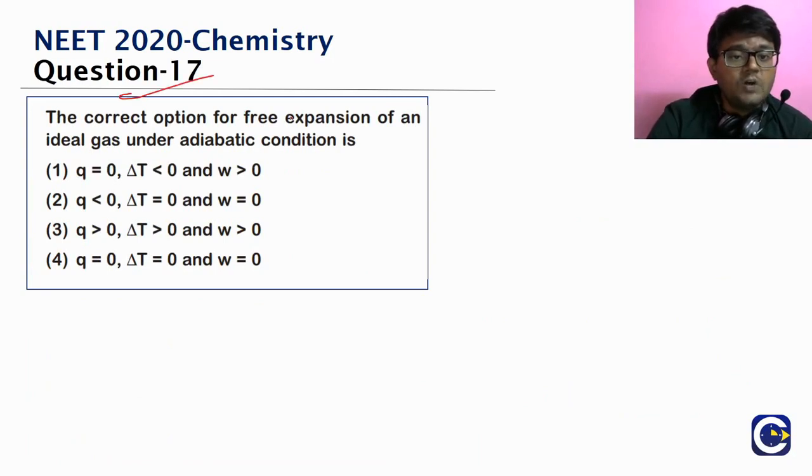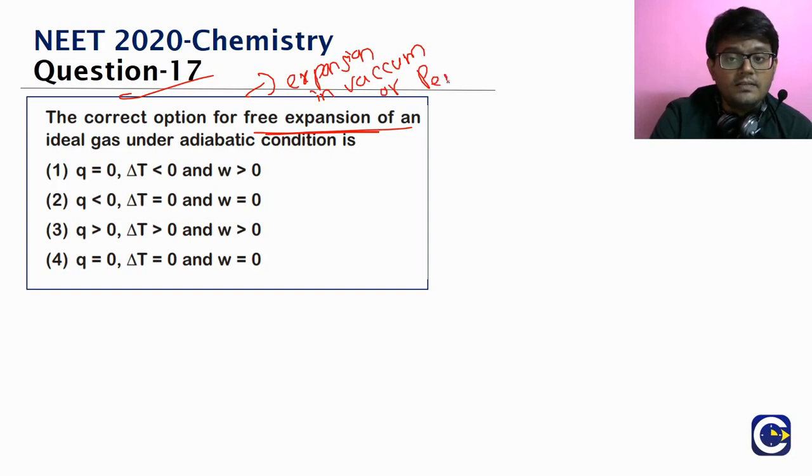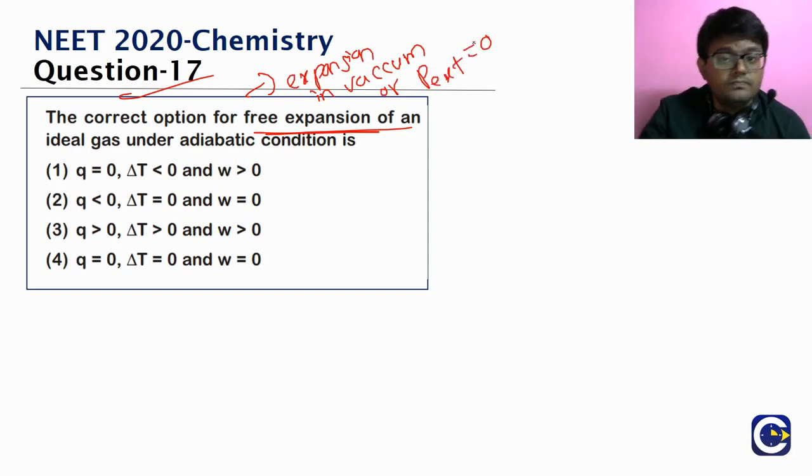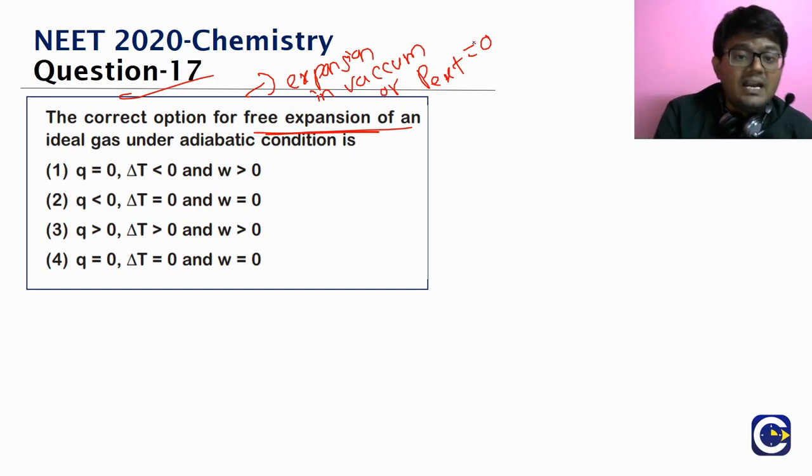Thermodynamics. The correct option for the free expansion. Free expansion means what? Expansion in vacuum, or the situation where the external pressure is 0. So when the gas is expanding, there is no external pressure. So the correct option for the free expansion of an ideal gas under adiabatic condition.